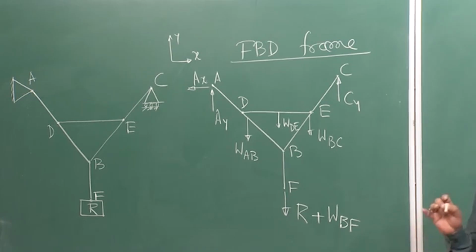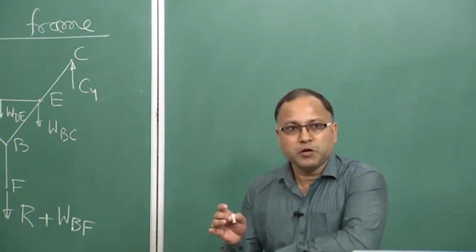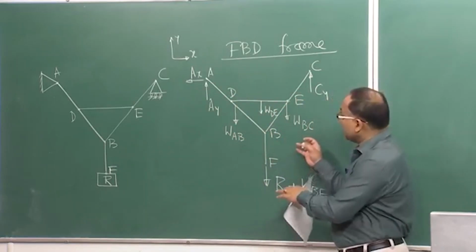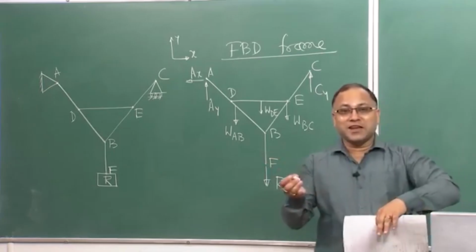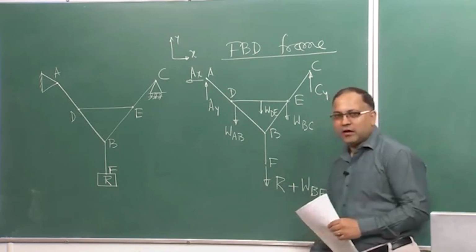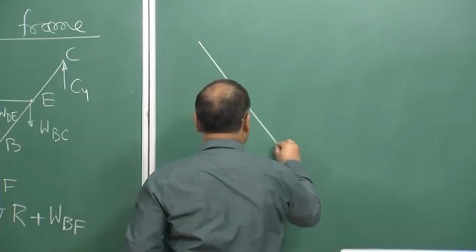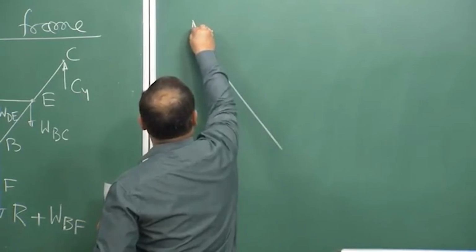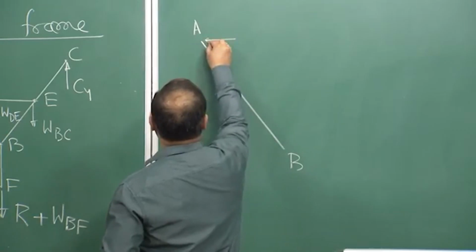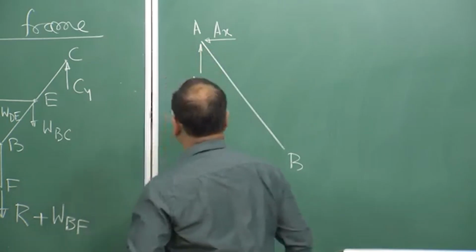Now, I want to draw the free body diagram of individual members. I mean, from the macro system, I am coming to the micro system, then from the micro system, I am going to the nano system, something like that. If you try to map like this, okay. So, now I want to draw the free body diagram of each and individual member. Let us draw that. So, this is my AB member, okay. I have Ax, Ay here, okay.